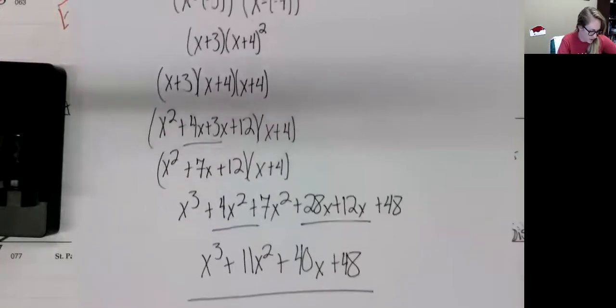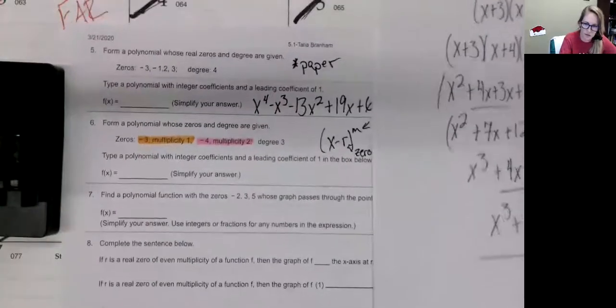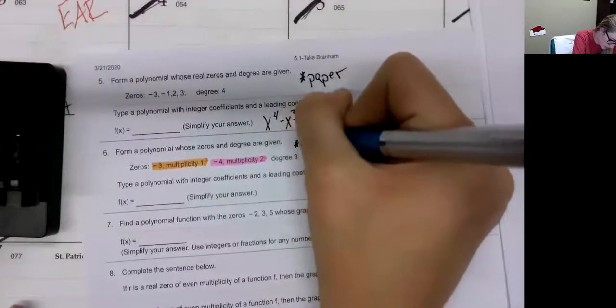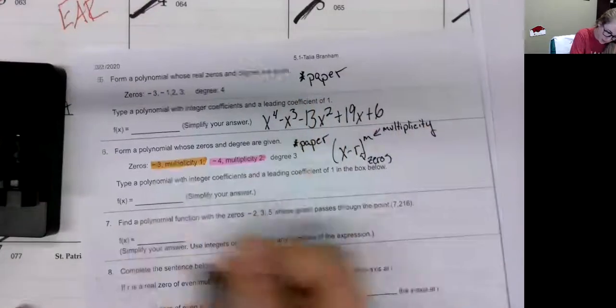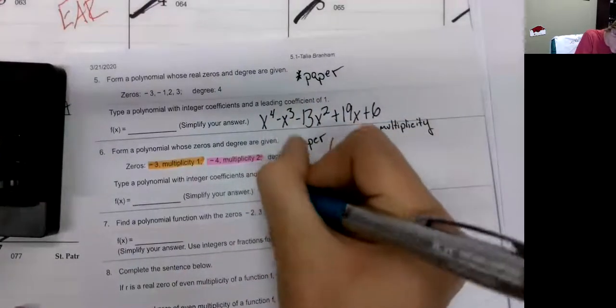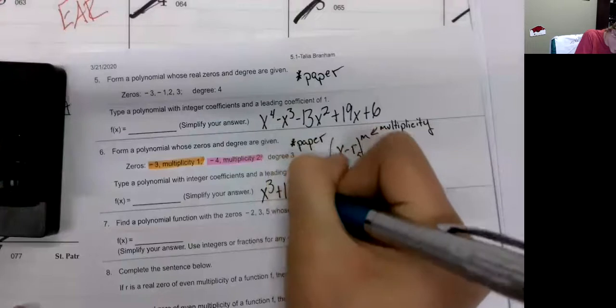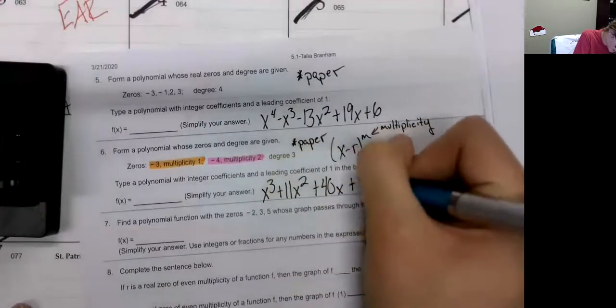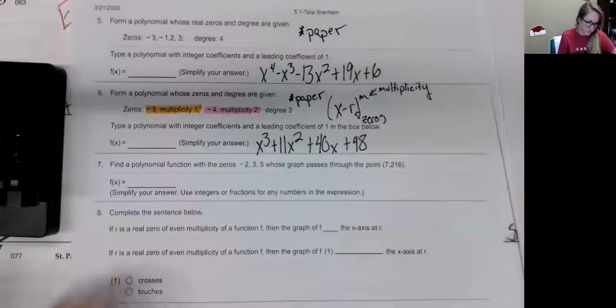So that's number 6. I'm going to write this on this paper, so we'll make our little note. I don't know if I'll be able to write any of these on here, so it's probably useless to write this one. X cubed plus 11x squared plus 40x plus 48. Okay.